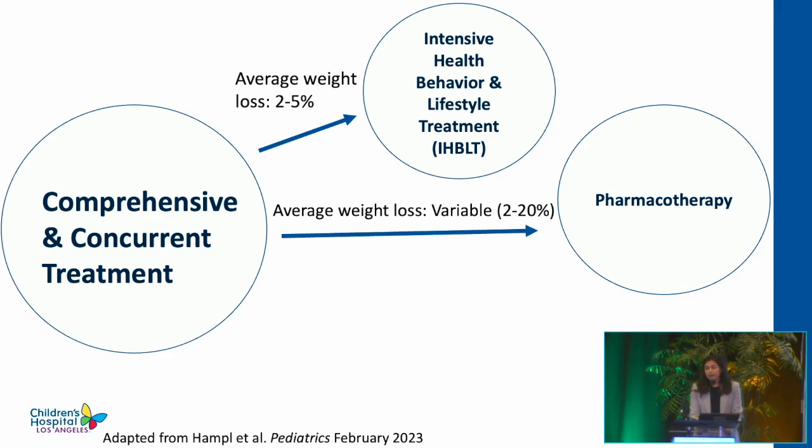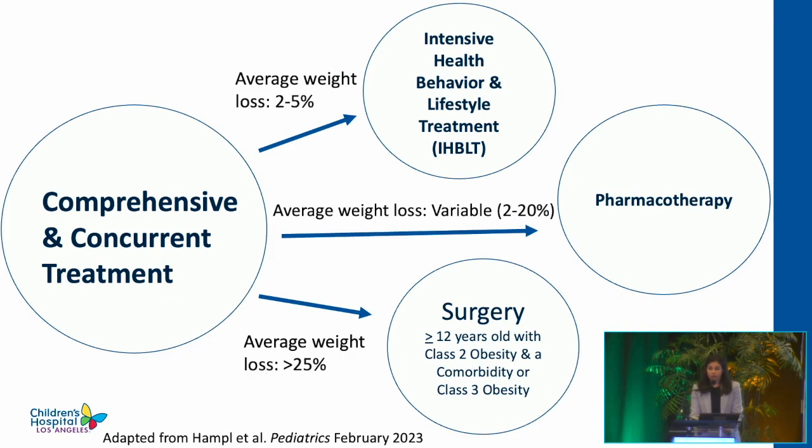And then finally, the third cornerstone is bariatric surgery. And the AAP says that surgery should be offered to those who are greater than 12 years old with class 2 obesity and 1 or more obesity-related comorbidities, or class 3 obesity. And most of the time, we see a weight loss between 25 and 30% in adolescents having surgery. So now I'd like to go through the 3 cornerstones in a little bit more detail.